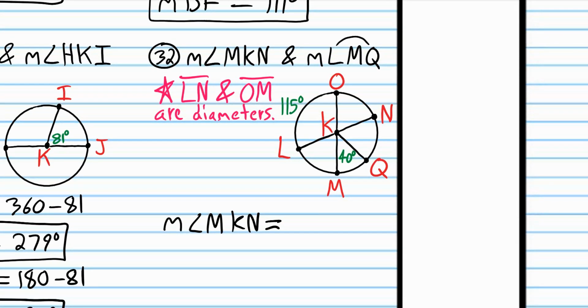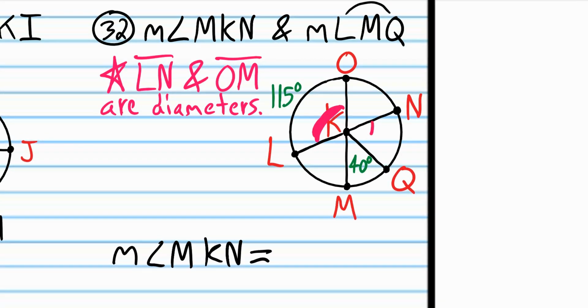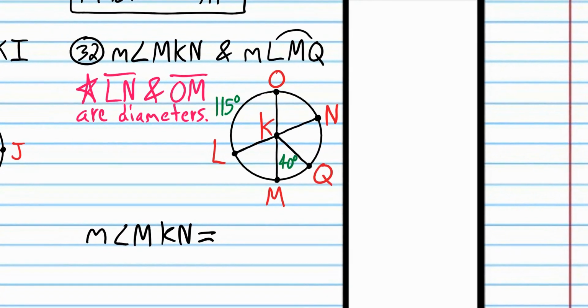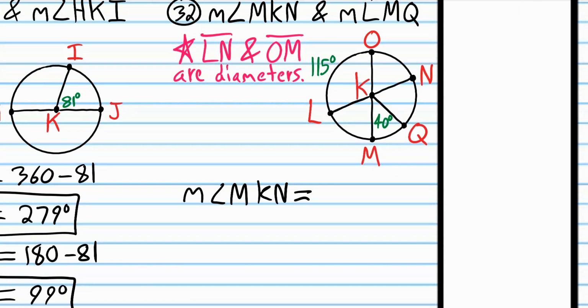The easiest way that I can think to do this is consider the fact that we have vertical angles. This angle here is equal to this angle because of the vertical angles theorem. That may be a little hard to see. Again, this angle is equal to this angle because you have two line segments crossing each other. And so that means that this angle plus this angle must be 115 degrees. So that pretty much gives us the answer. It's just going to be 115 degrees.